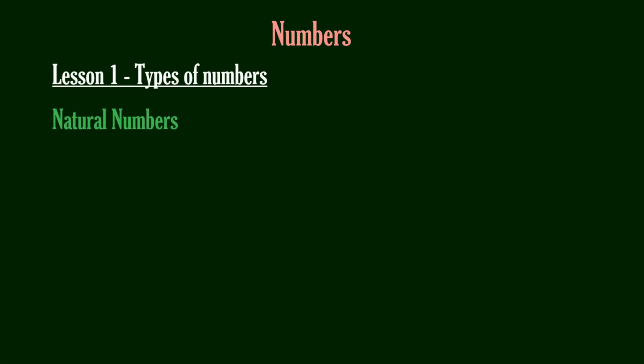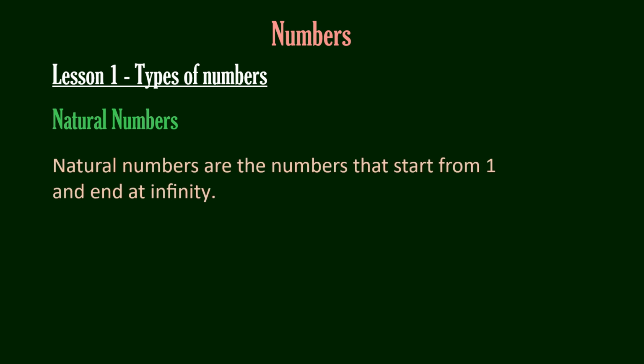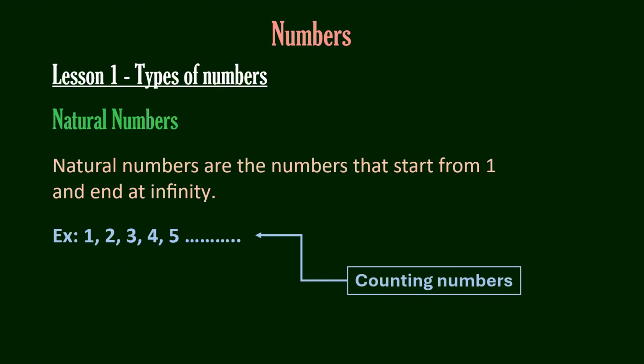Under that, we have natural numbers. What are natural numbers? Natural numbers are the numbers that start from 1 and end at infinity. For example, 1, 2, 3, 4, 5, and so on. These are called the counting numbers. All counting numbers are defined as natural numbers.